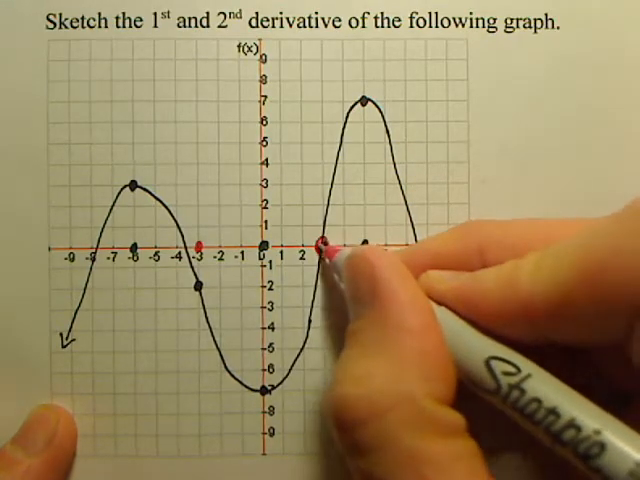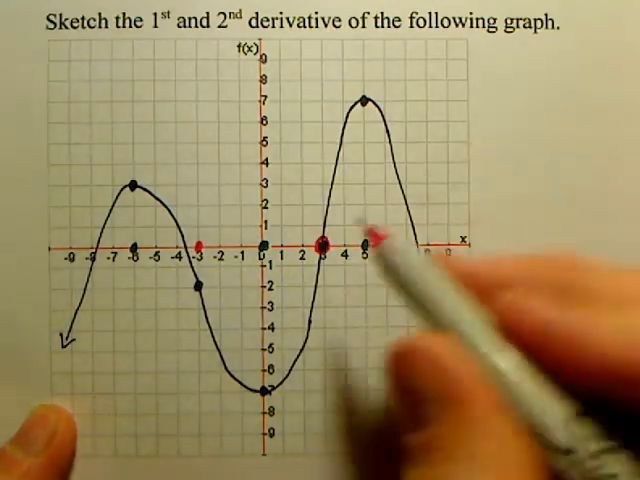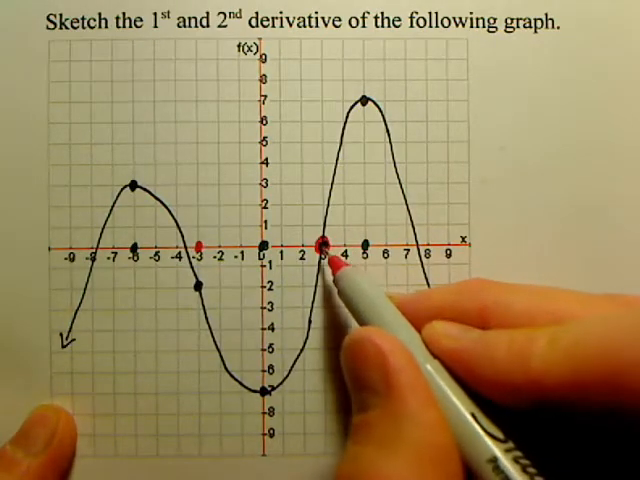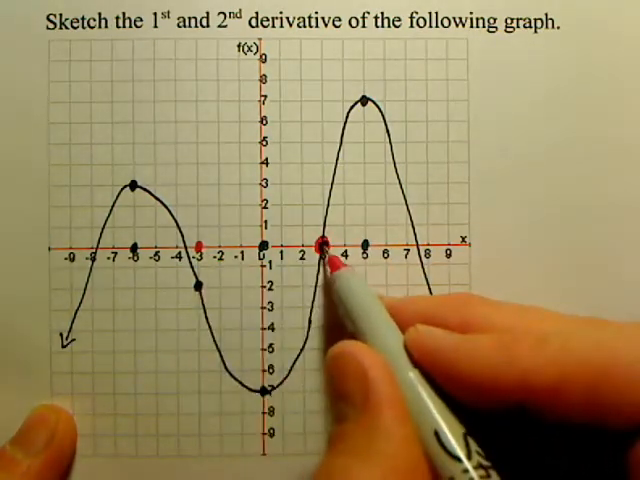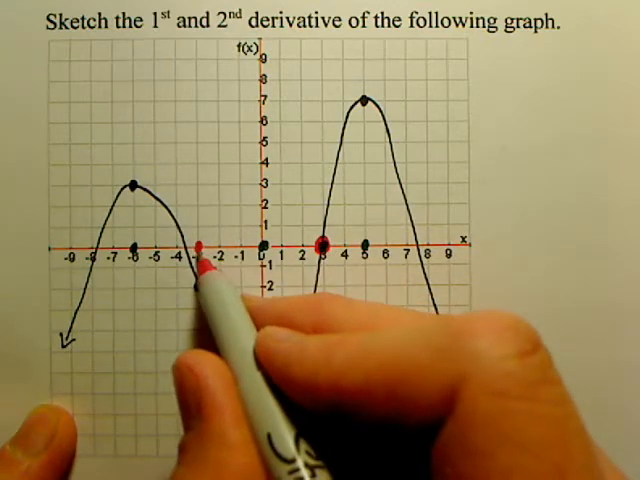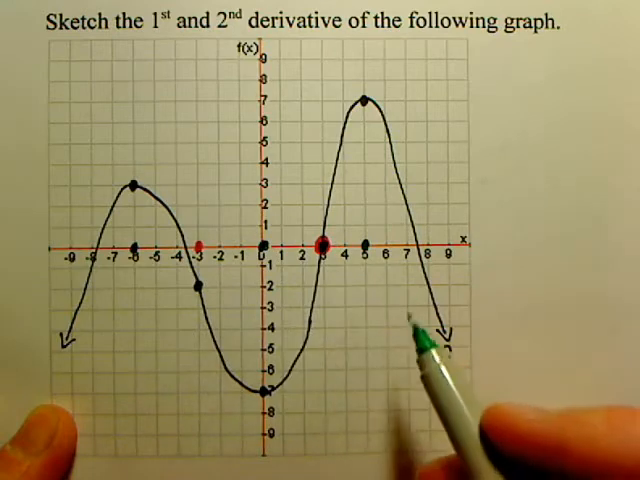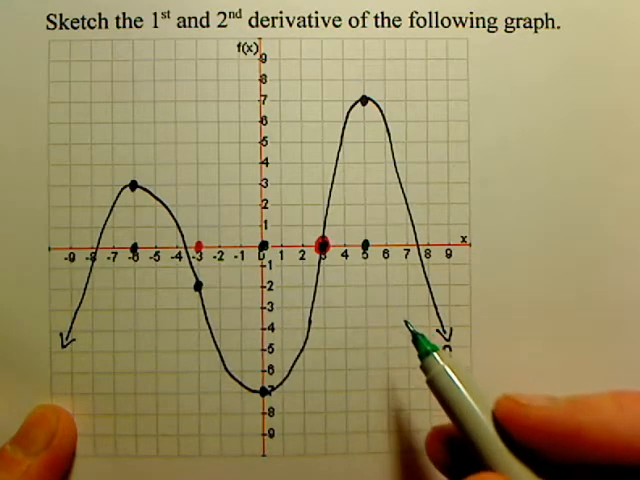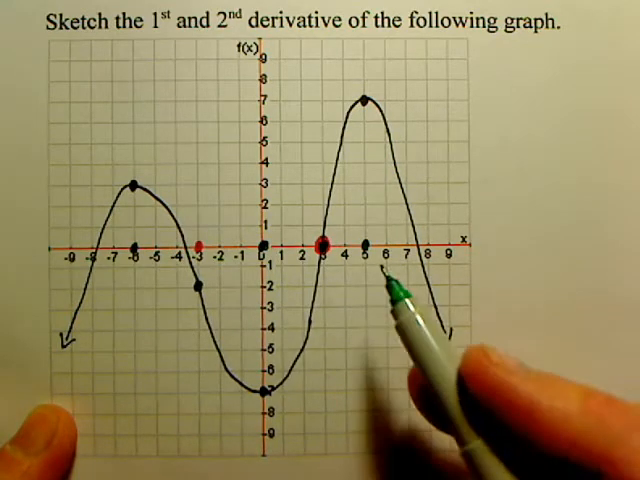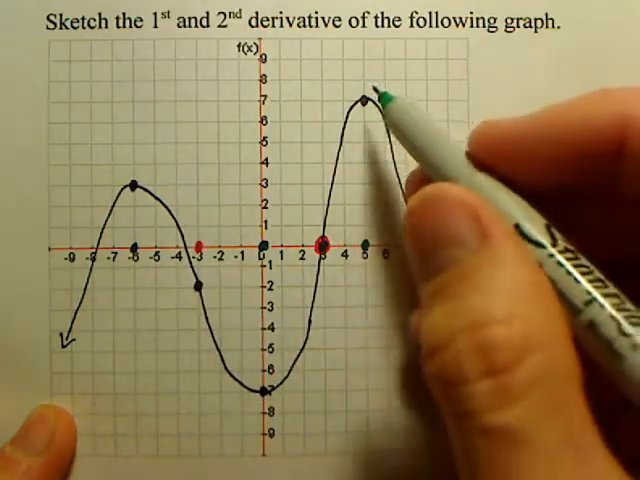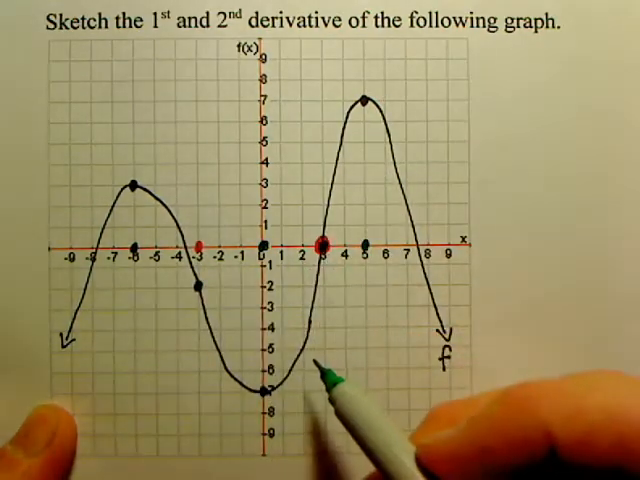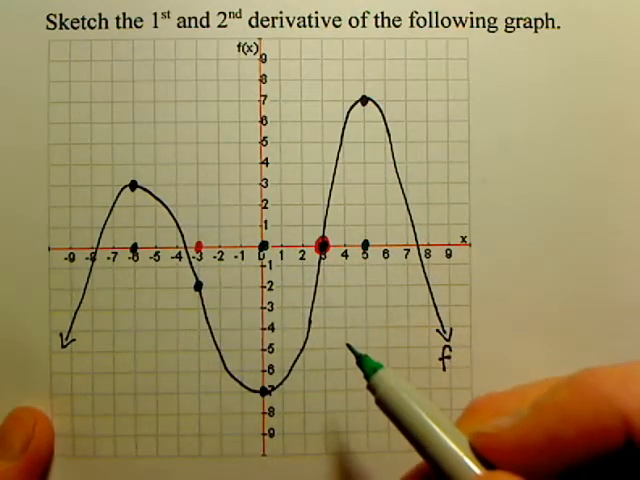So I'm going to outline that in red. That big dot's going to be a point of inflection. So your second derivative is red. It is 0 there at that red one, and the second derivative is 0 there. So those are the key factors for when we start graphing our first and second derivative. We want to look for relative maxes and mins and points of inflection. Okay, let's graph the first derivative.